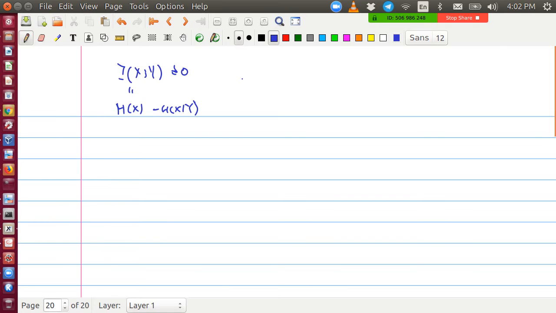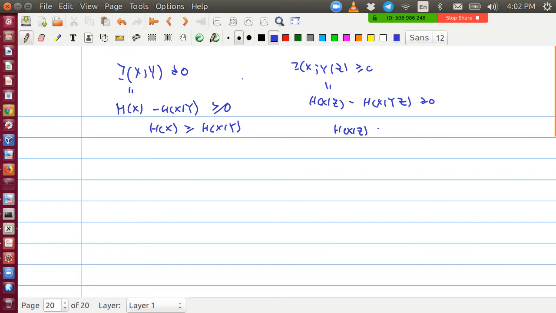So you see that, like always, when you're given something like I(X;Y) bigger than or equal to 0, that means that H(X) is bigger than H(X given Y). And we also have something like, if I have I(X;Y given Z) bigger than or equal to 0, this is equal to H(X given Z) minus H(X given Y,Z). So again, this is bigger than or equal to 0. That means that H(X given Z) is bigger than or equal to H(X given Y,Z).